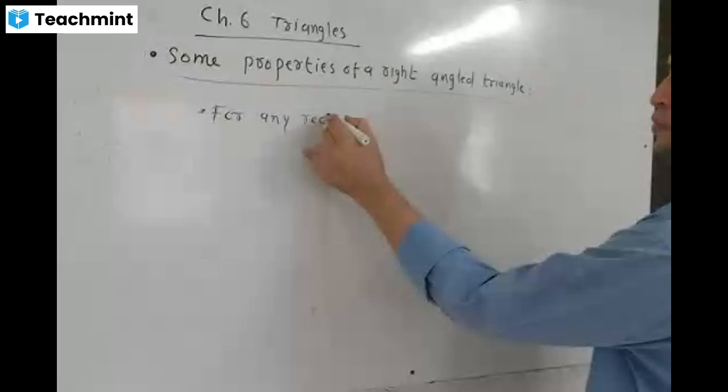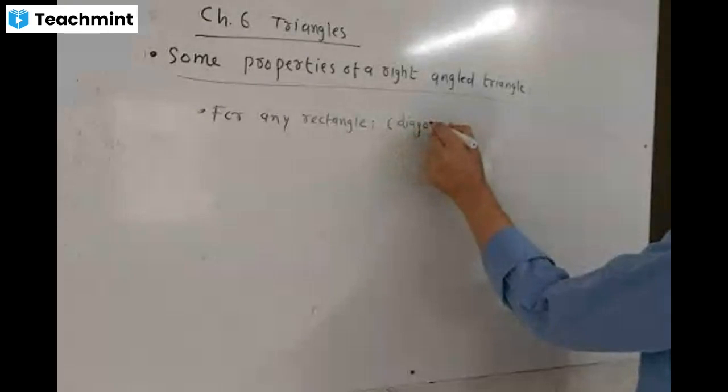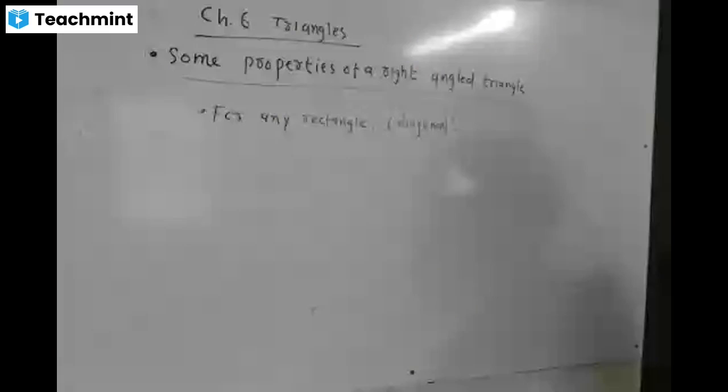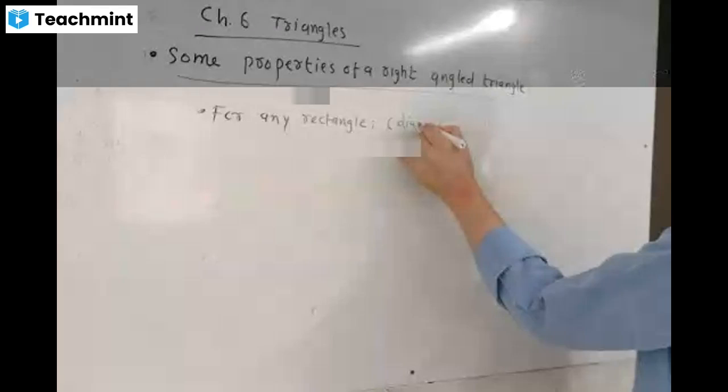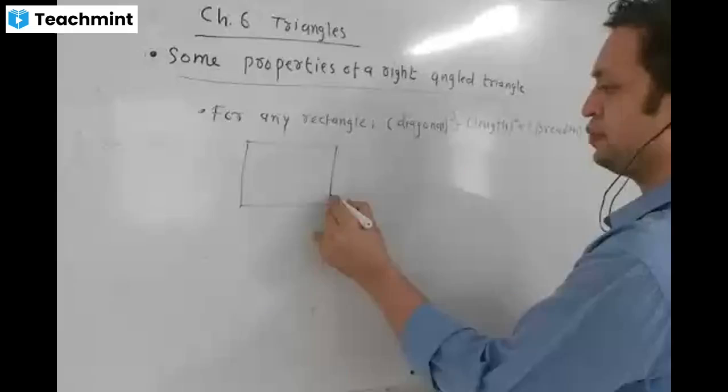For any rectangle, diagonal square is equal to length square plus breadth square.